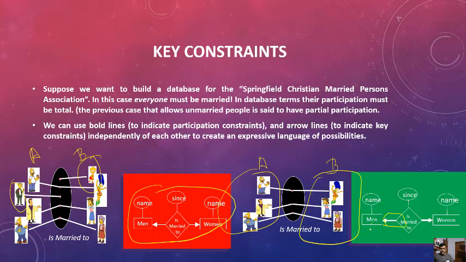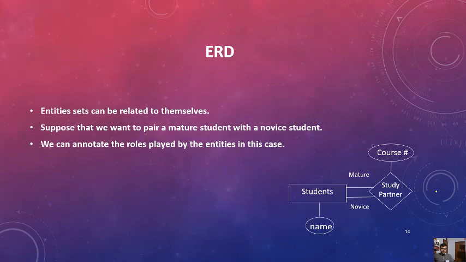Entity sets can be related to themselves. Suppose that we want to pair a mature student with a novice student. We can annotate the roles played by the entities in this case. That means here a single entity set is related with itself. A student is related with another student who is also a member of the same entity set.